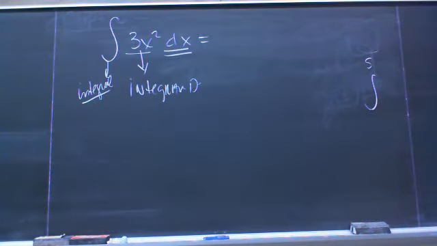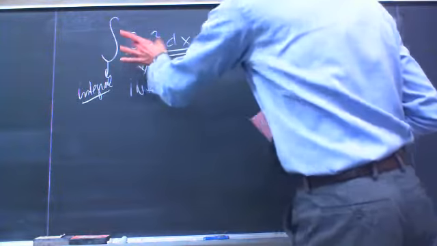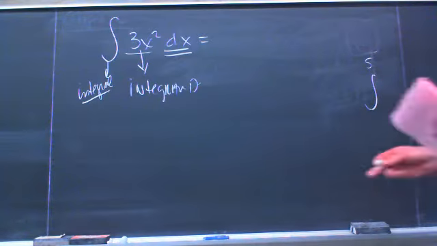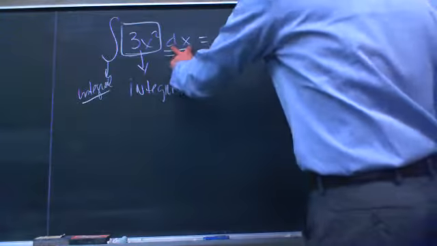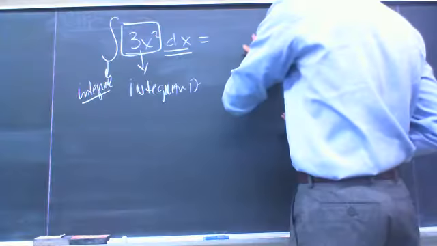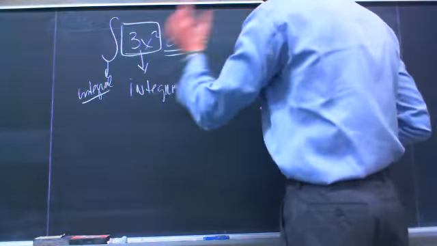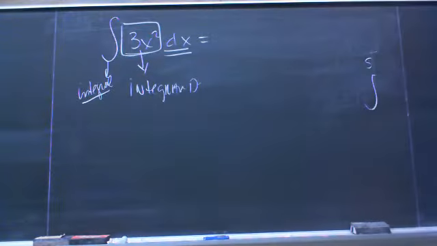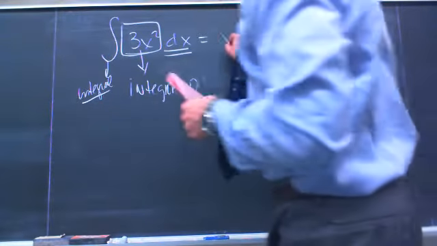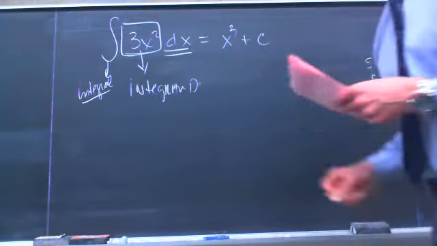A function whose derivative with respect to x is this. So this is the integrand, right here. This is what it's with respect to, the derivative of a function with respect to x that is this. And this is like telling us what to do. Okay? And that would be equal to x cubed plus c.